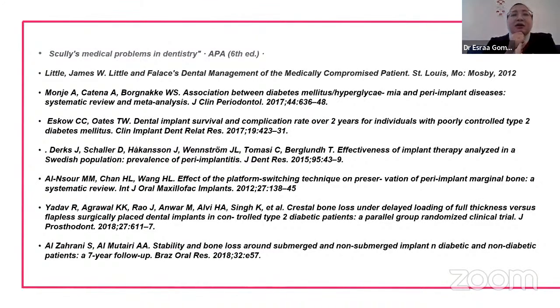Finally, these are most of the references I used: Scully, of course, Medically Compromised Patient, 6th edition; Little and Falace; and other recent papers suggesting the use of implants in diabetic patients; from Springer and other different references.